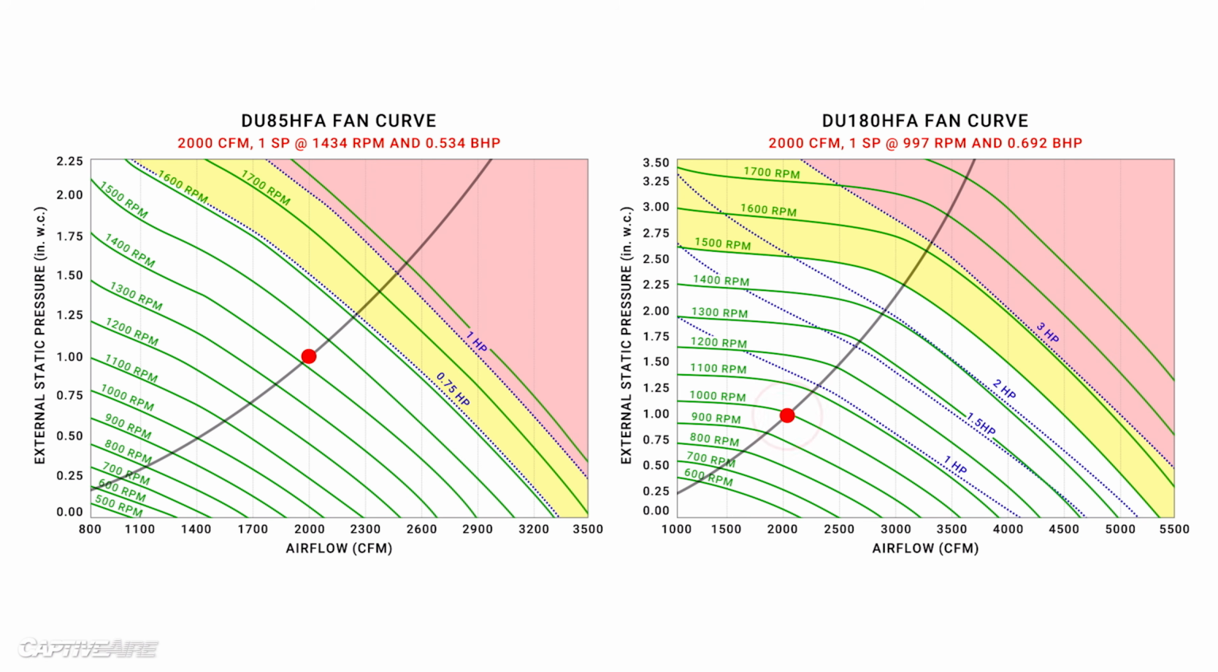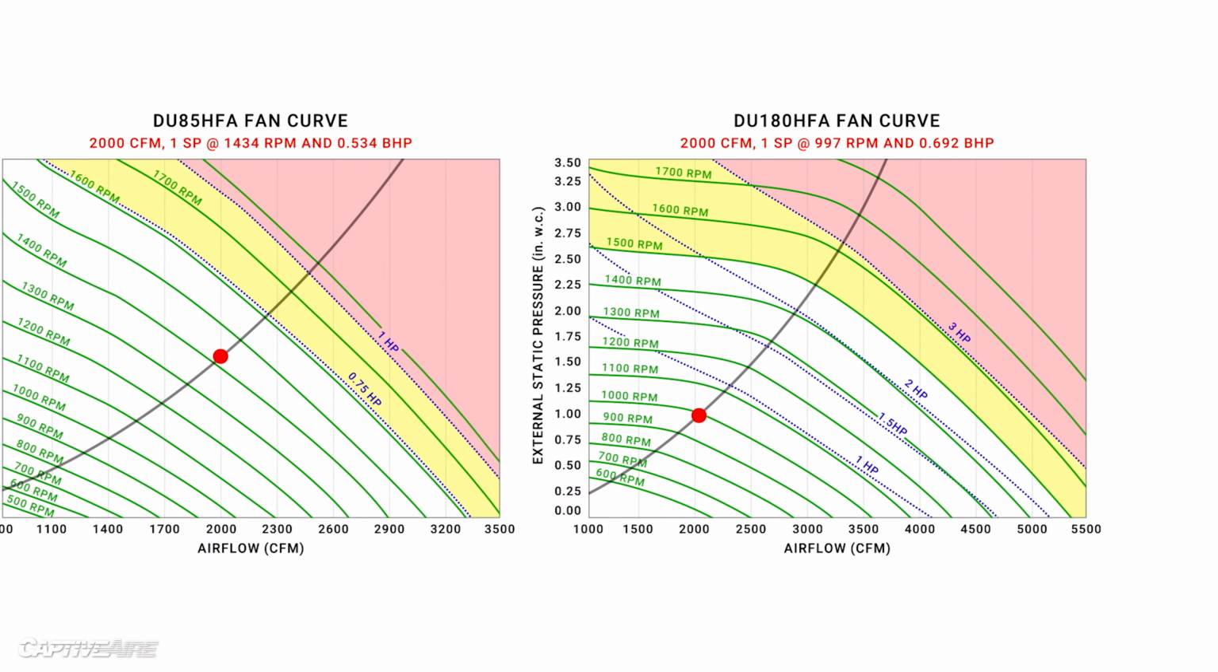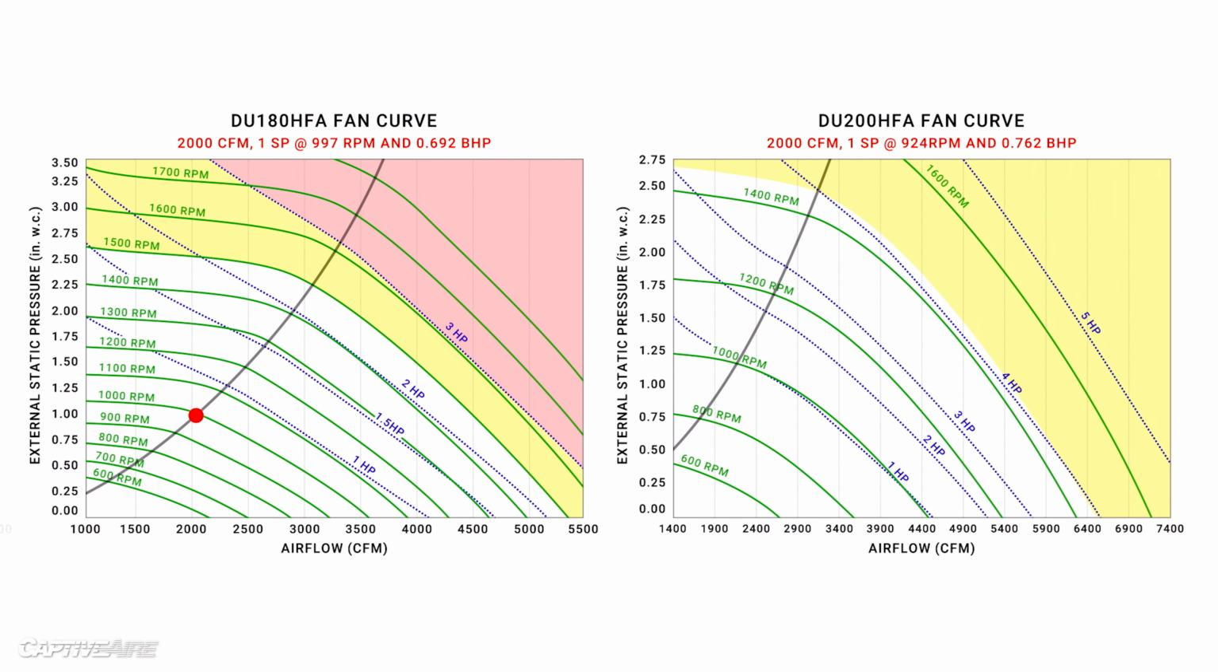So same CFM, same static pressure, but you can see here the differences between where you are in the curve compared to the maximum RPM, minimum RPM. And then to take that even further, we can go to a DU200, which is a 20-inch wheel, and now we're pretty far on the left side of that curve. So in my opinion, you'd probably be oversized on a DU200 here just because we're pretty far on the left side. It's pretty oversized. It's only 924 RPM.